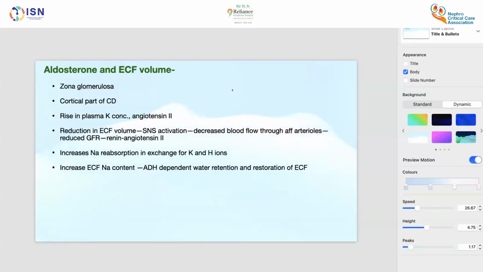If there is a reduction in extracellular fluid volume, like dehydration or hemorrhage, there is activation of the sympathetic nervous system, which causes decreased blood flow through the afferent arterioles, which results in a reduced glomerular filtration rate. This is sensed by the macula densa, which secretes renin and causes angiotensin II release, which increases sodium reabsorption in exchange for potassium and hydrogen ions. This increase in the extracellular fluid sodium content causes ADH-dependent water retention and restoration of the extracellular fluid volume.